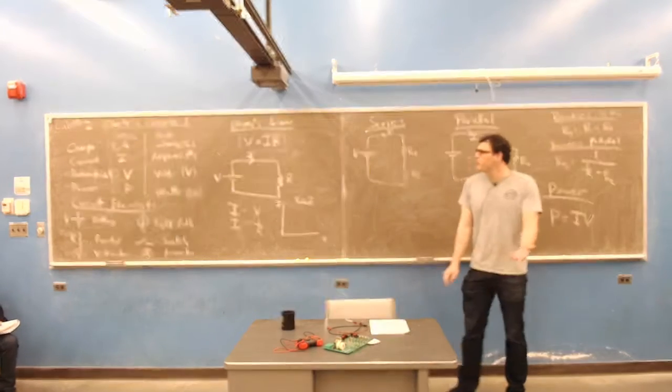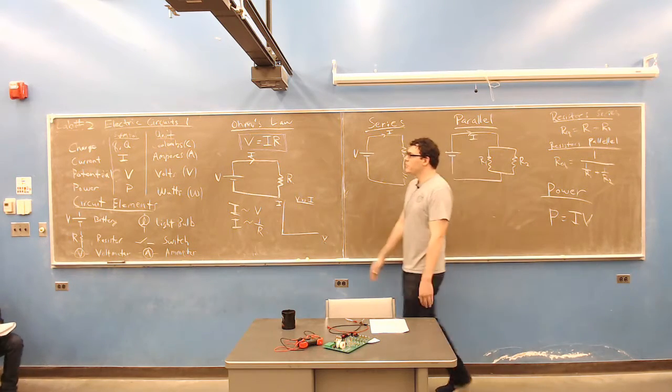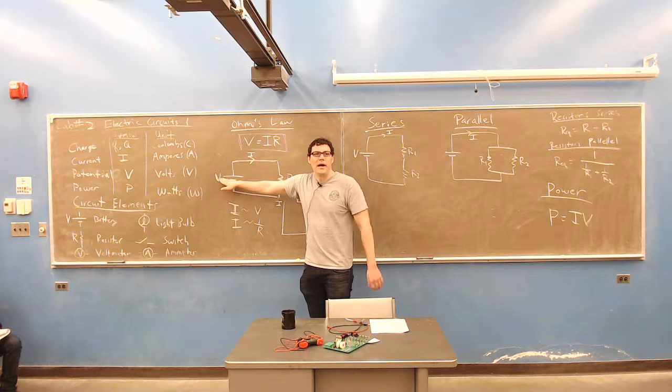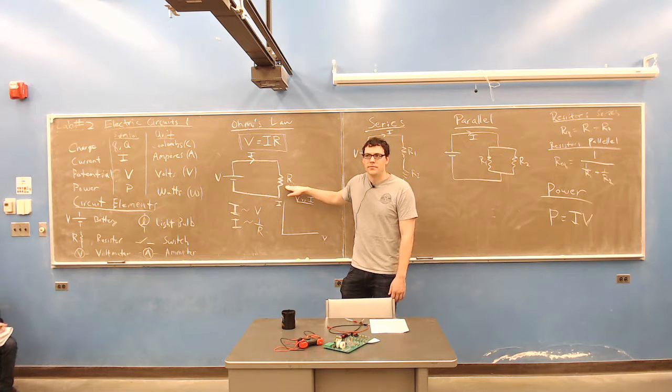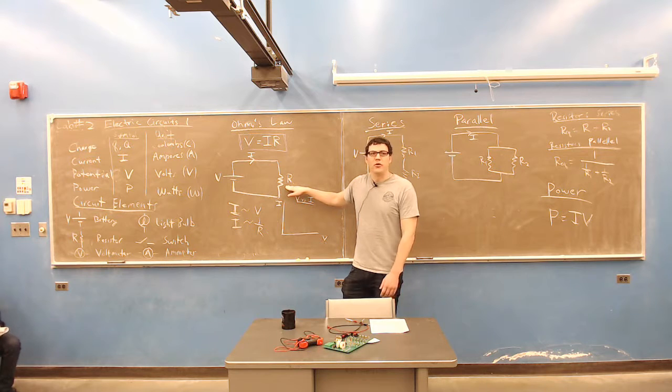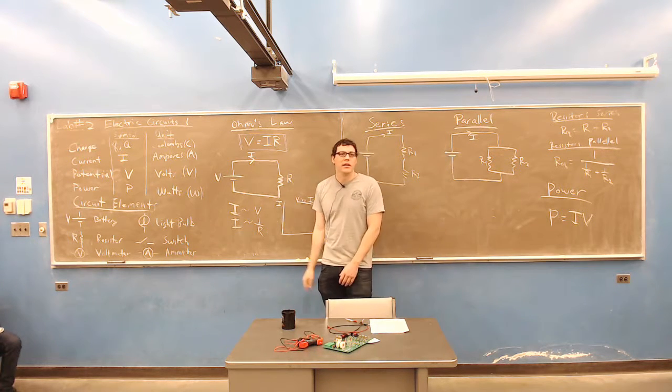And the question you might ask yourself is, for a certain voltage battery, say I've got a 2-volt battery, and a certain resistance resistor, like a 2-ohm resistor, what is the current in my circuit?